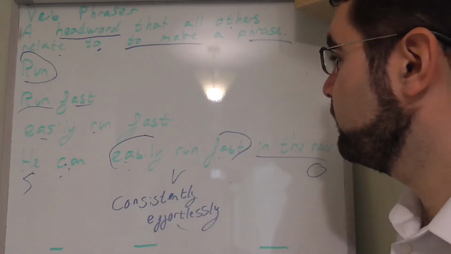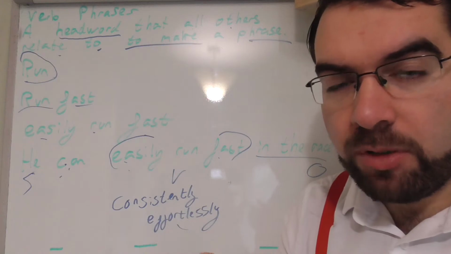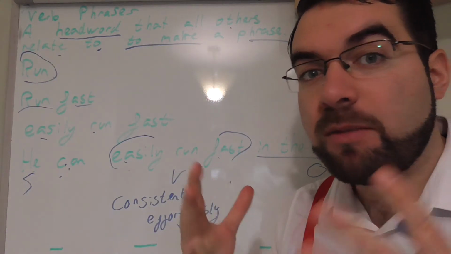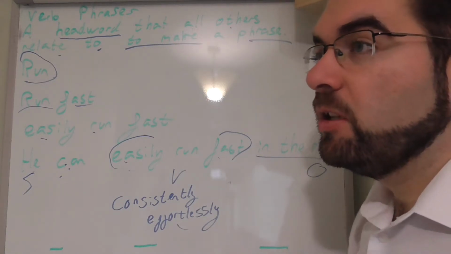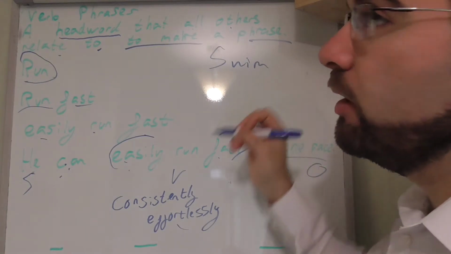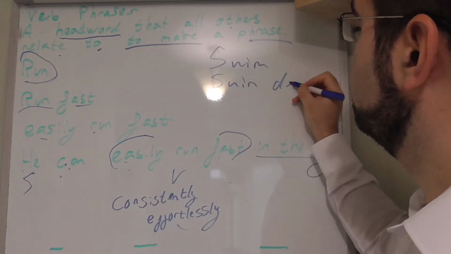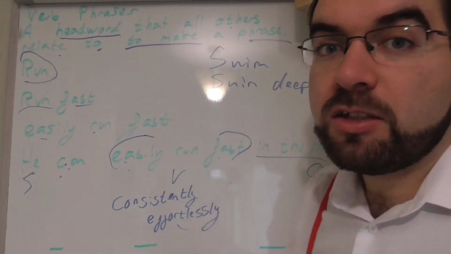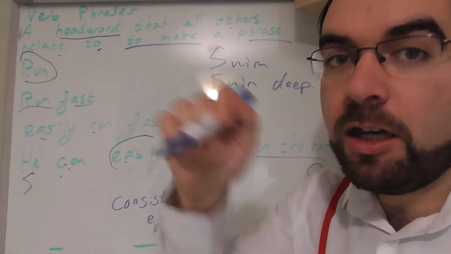How cool is that? So, a verb phrase: we take a verb and we expand upon it, we add more meaning with other words, other adjectives, other adverbs. So we could take swim. Swim deep. So we could say, he wants to swim deep in the ocean.